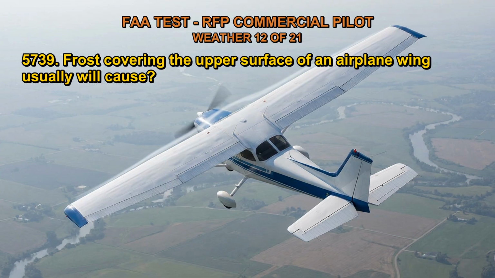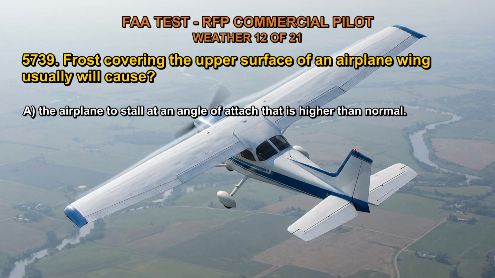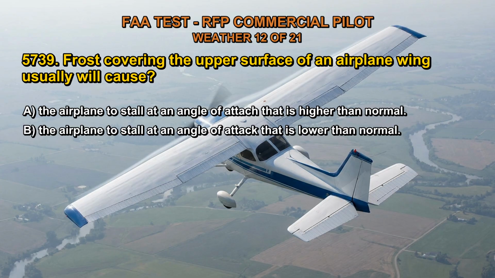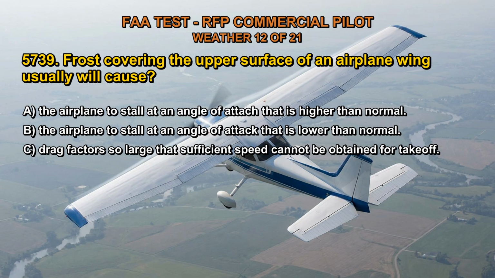5739. Frost covering the upper surface of an airplane wing usually will cause A. The airplane to stall at an angle of attack that is higher than normal. B. The airplane to stall at an angle of attack that is lower than normal. C. Drag factors so large that sufficient speed cannot be obtained for takeoff.